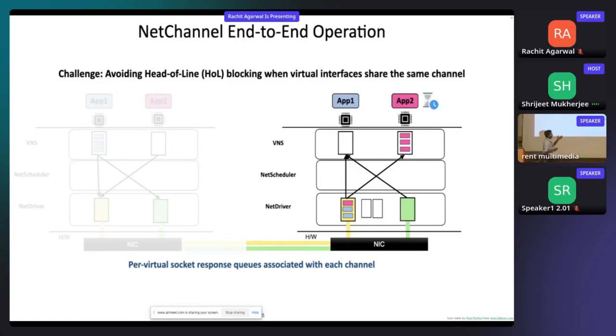And you can have a temporary storage of this data within the driver queues and then forward it over time to the right applications. This is only a temporary solution, right? In the long term, it could happen that these queues still build up, and now you're not able to send the data.